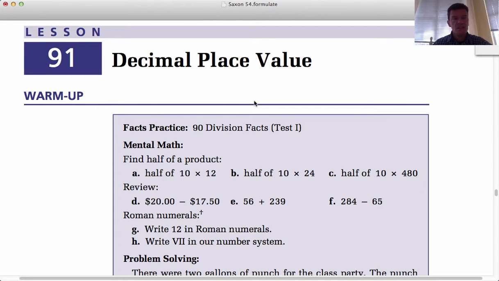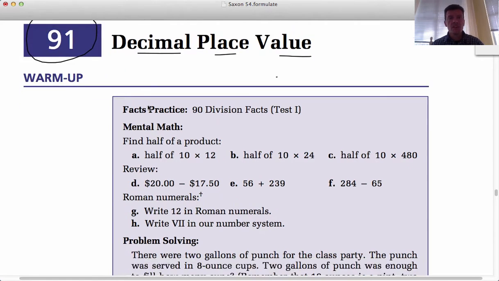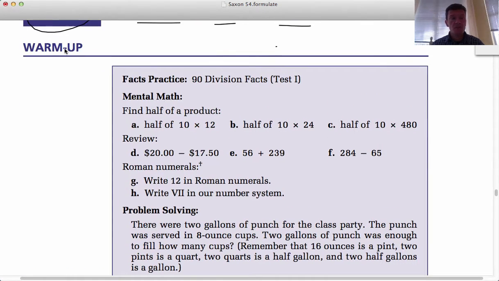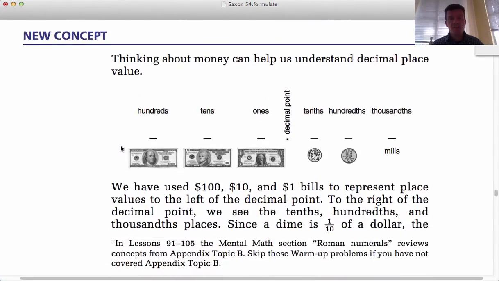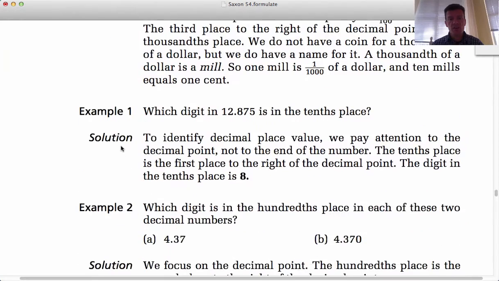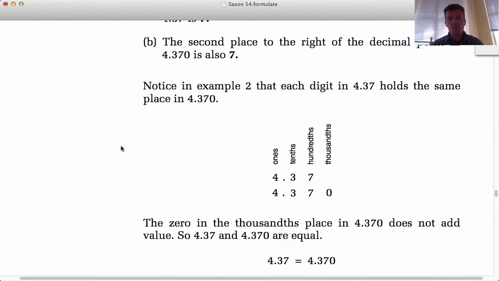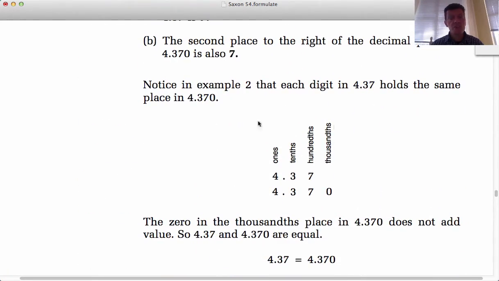Alright, we're looking at lesson 91 today, and we're going to be talking about decimal place values. I'm going to jump right down to the new concept. I'll let you do the warm-up, but let's jump right down here, and I'm going to skip all the way down here to where there's a bit of a diagram that shows the different values that digits will have if they're placed at a specific location.